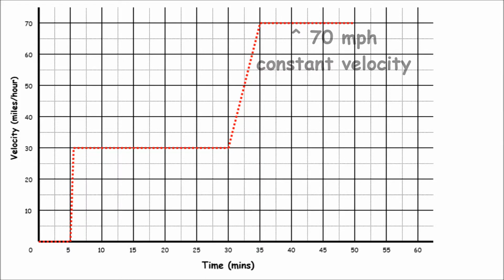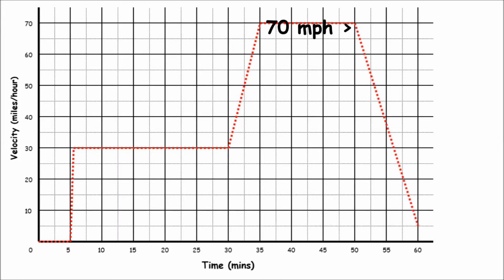And then finally, we need to decelerate to 5 miles per hour, and we are going to take 10 minutes to do that. So going from 70 miles per hour down to 5 miles per hour, which is down here, and we are taking 10 minutes to do that. So here's your final section. So your graph should look like that.